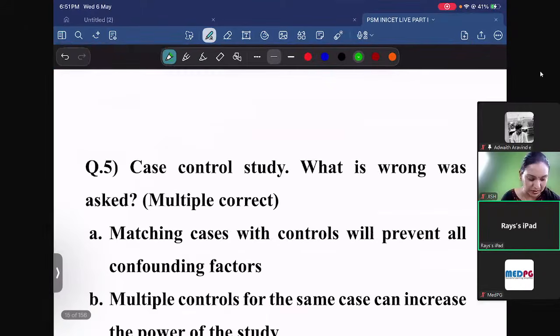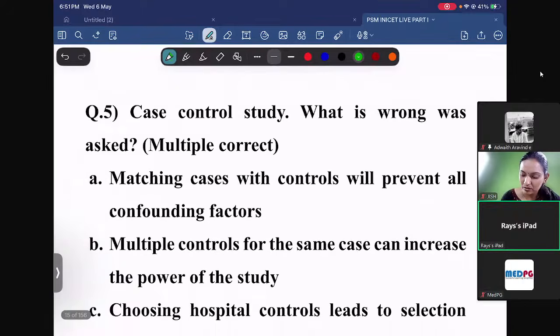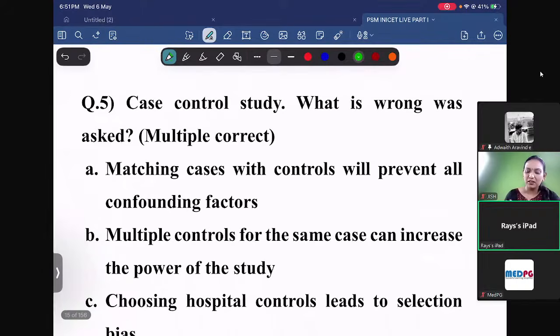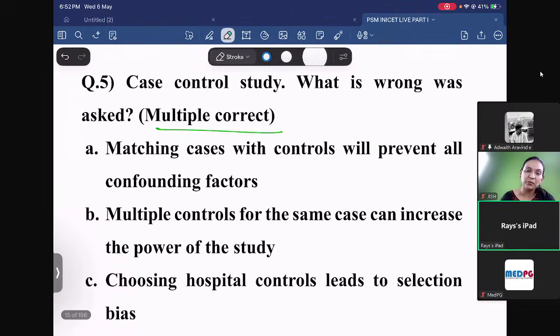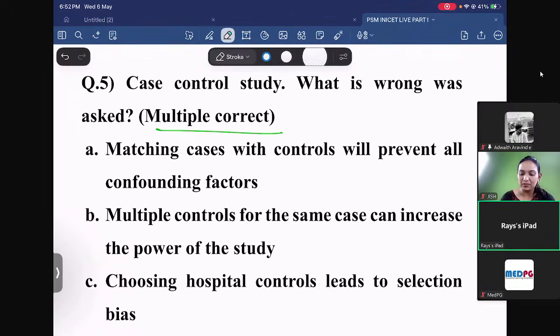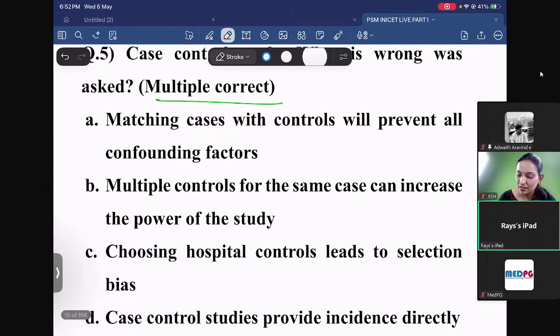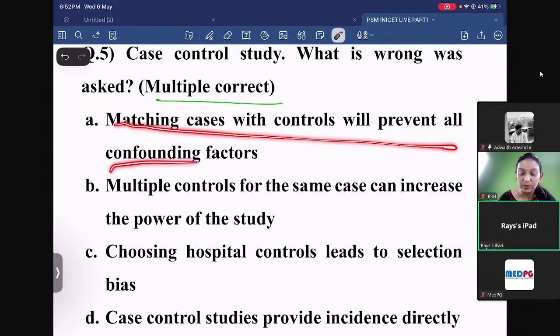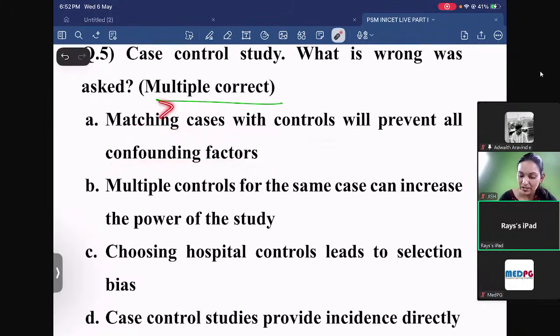So we move on to the next question, fifth question. Case control study: which is the wrongly written statement in these options about case control study, and this is a multiple correct answer question. These are all based on recall, so the terminology might not be the same, but the idea and the question are almost the same. They are asking which is not correct about case control study, and it has more than one option correct here. First option is: matching cases and controls will prevent all confounding factors. Read the statement carefully.